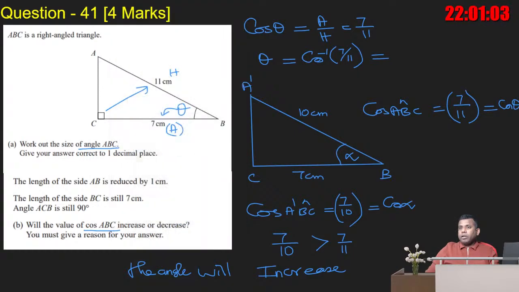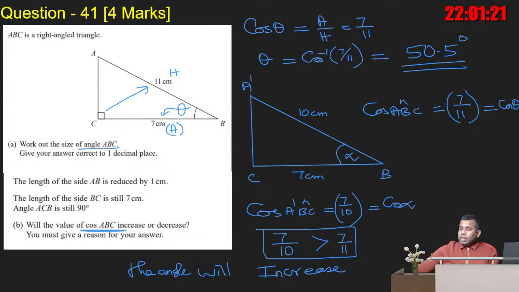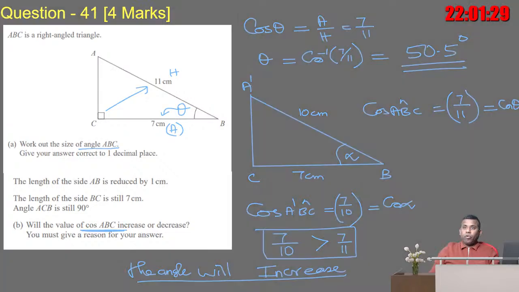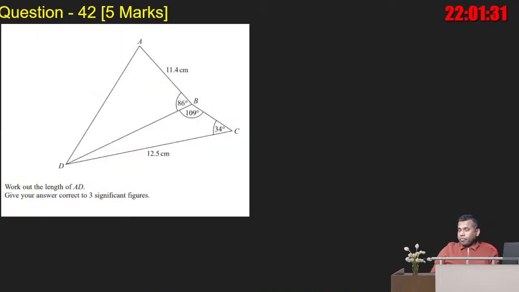So let's say 50.5. So 50.5 is the first part answer, but for the second part they are comparing cosine values. Cosine value is 7 over 10 and the previous cosine value is 7 over 11. If you compare 7 over 10 and 7 over 11, 7 over 10 is greater. So the cosine value will increase compared to the previous answer. So that is the answer for question number 41, and we are going to 42.